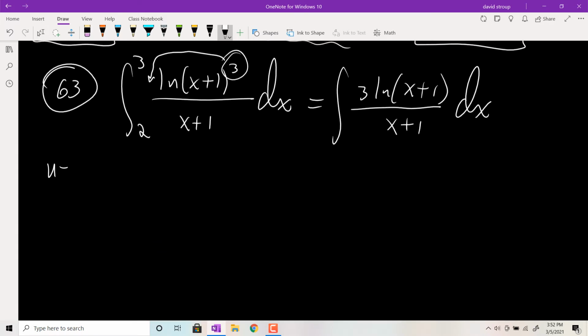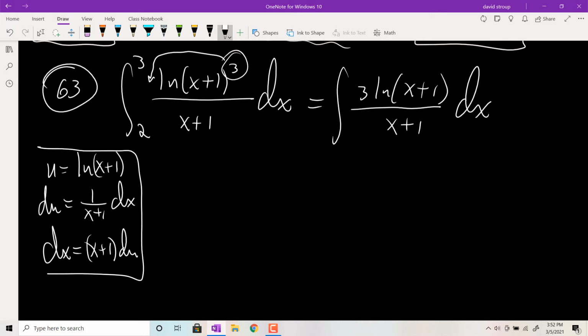Here you can do a u sub for the natural log. So you could do u for the natural log of x plus 1, because du is going to be 1 over x plus 1, and that'll cause your cancellation. So 1 over x plus 1 dx, and then dx is x plus 1 du.